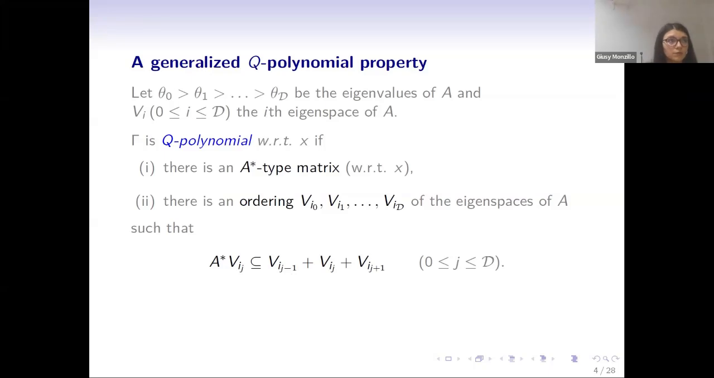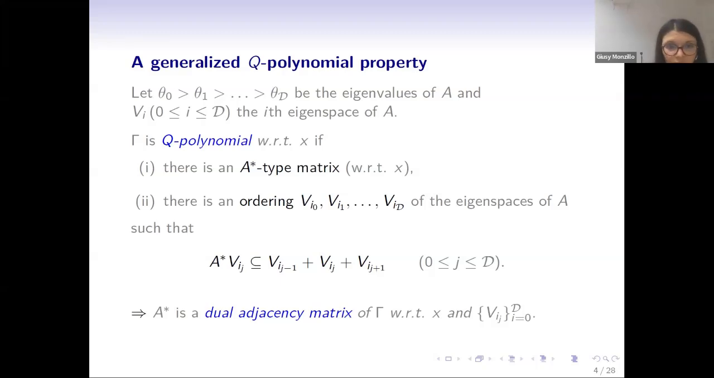Actually, this notion of tridiagonal is coming from the usual standard definition of copolynomial. I won't recall that one, but just to say that in that case there is a requirement for the Krein parameters, that they need to be organized in a tridiagonal shape matrix. By the way, in such a case, A star is a so-called dual adjacency matrix of gamma with respect to X and this ordering.